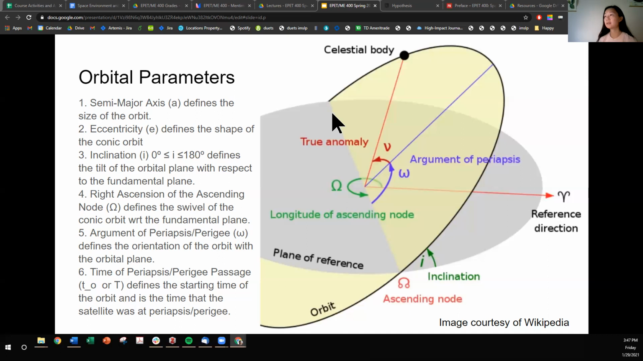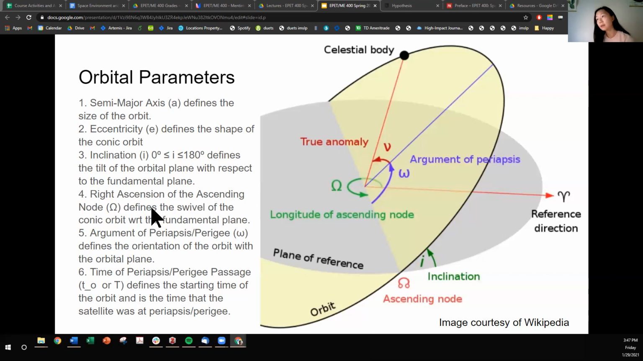Inclination defines the tilt of the orbital plane with respect to the fundamental plane, where this gray disk is the fundamental plane. So I is right there, the angle between those two planes. Although mathematically it is the angle between the spin axis and the angular momentum vector of the orbital plane, where directly up is the spin axis and the angular momentum vector is perpendicular to the orbital plane.